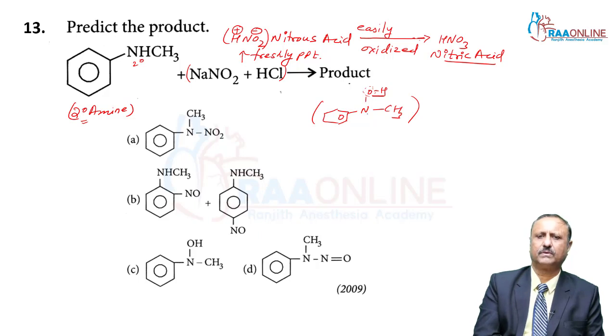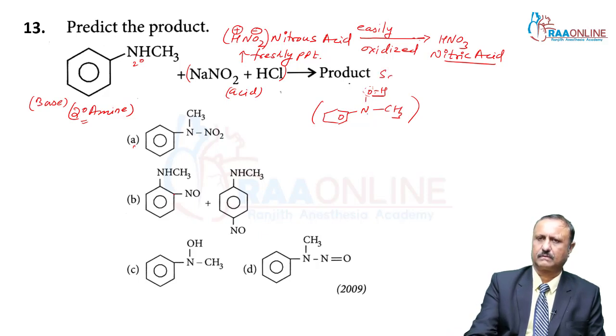So, you can see the compounds here. In option A, NO2 is attached to the nitrogen, but that is not the case. Here NHCH3 and NO2: NO2 means a group attached by electrophilic substitution. Electrophilic substitution is not done in this secondary amine with HNO2, because the amine is basic in nature and HNO2 is an acid, and an acid and a base always form a salt. So, my answer is, you can go to answer C, question number 13.